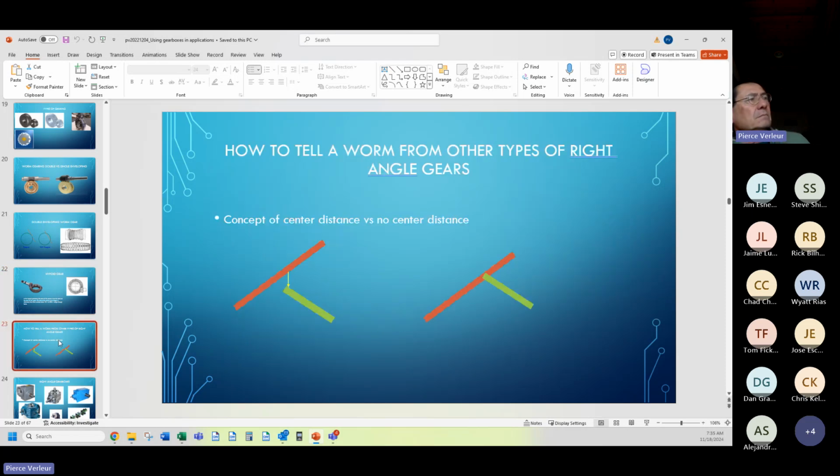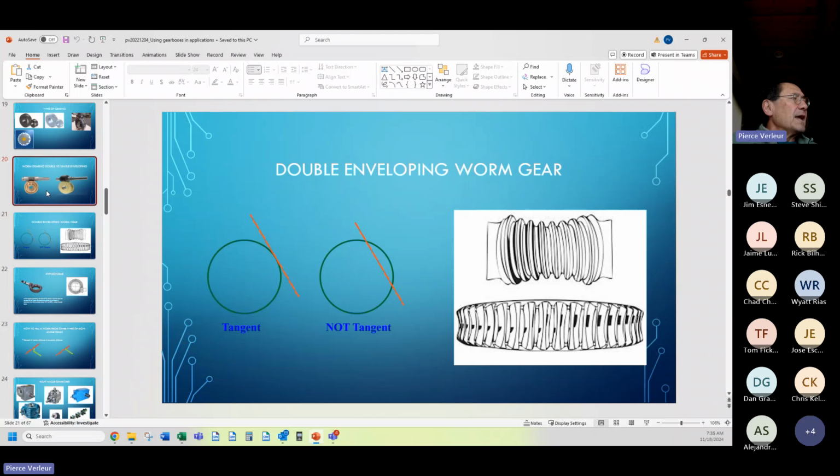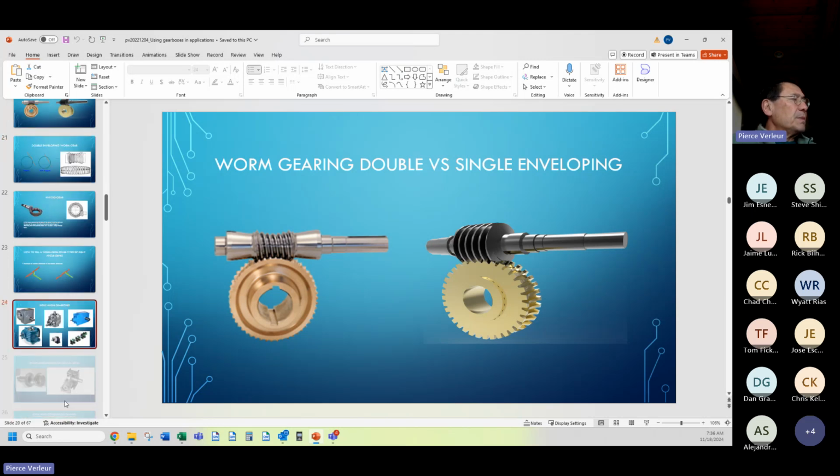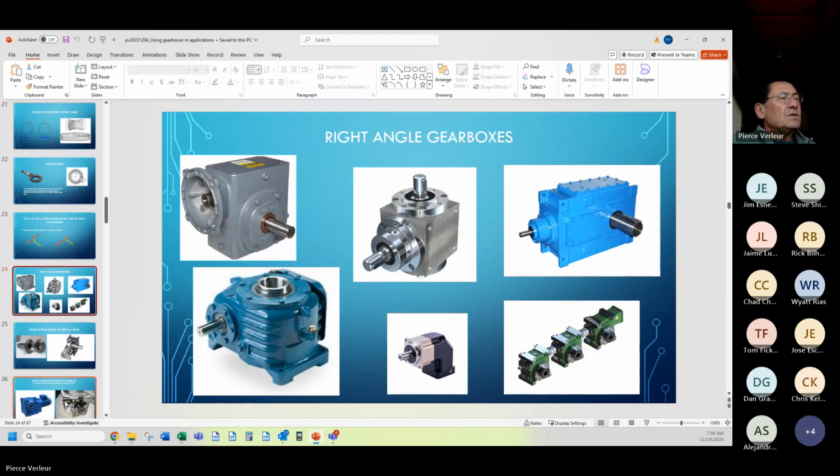Now, this center distance principle is very important in sizing worm gears. The larger the center distance, the larger the capacity of the gearbox. So the bigger this gear gets in terms of diameter here, the more capacity it can handle. Here are some gearboxes assembled. These are right angle versus inline, which we'll look at in a second.